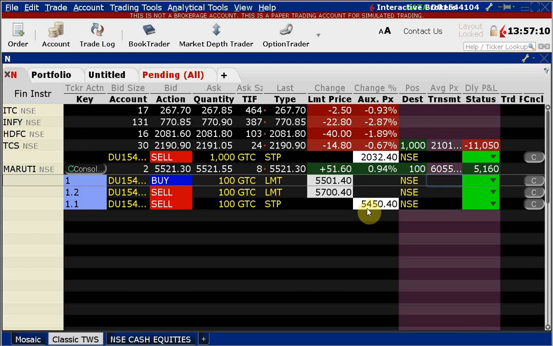So if there is no guarantee of execution at 54.50, then what is the point of keeping a stop? No, there is a point. We'll explain that when we get into the details of the stop order. There is a point, because if you don't even have a stop order, then the point of the stop order is at least that at 54.50, the process of selling your shares will start.